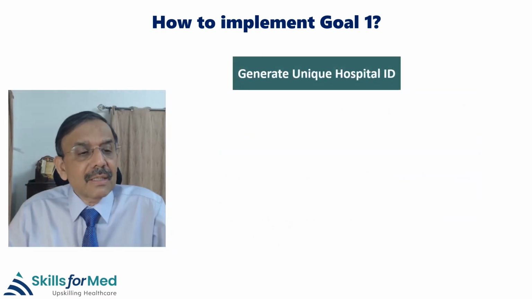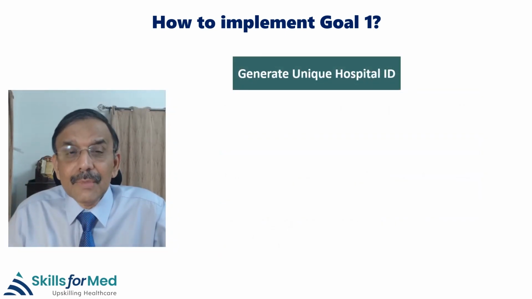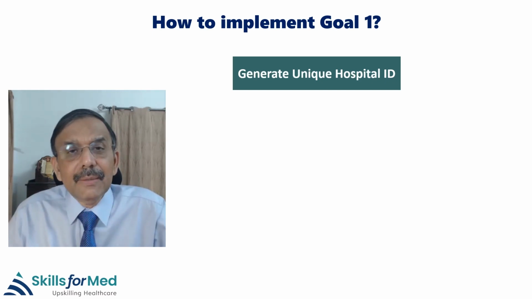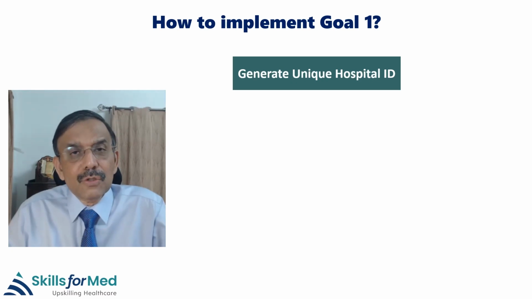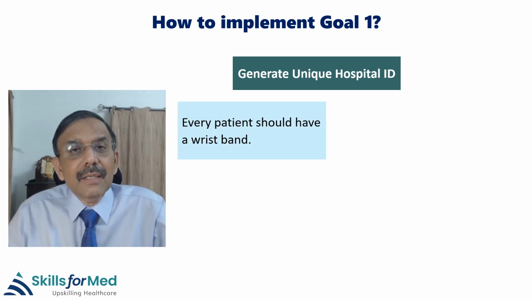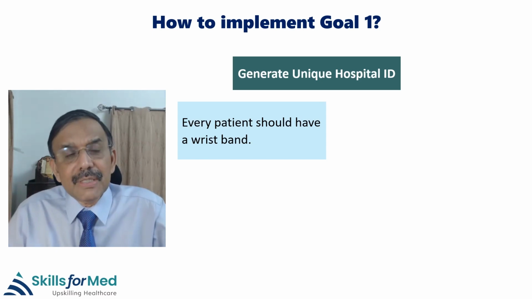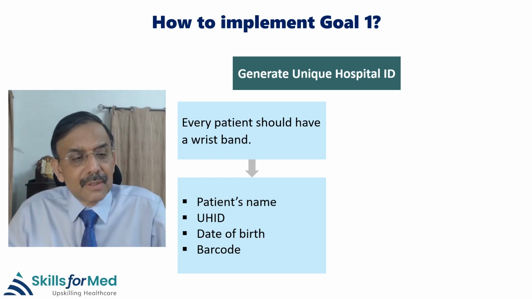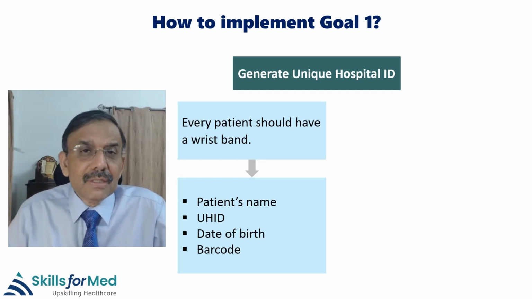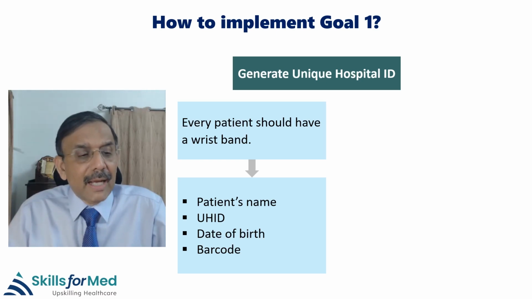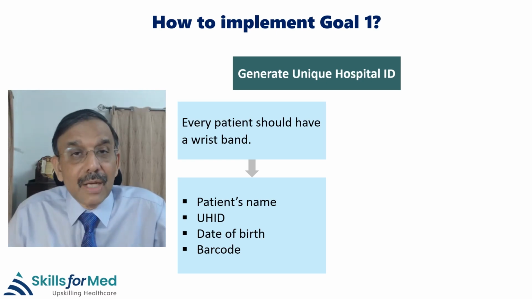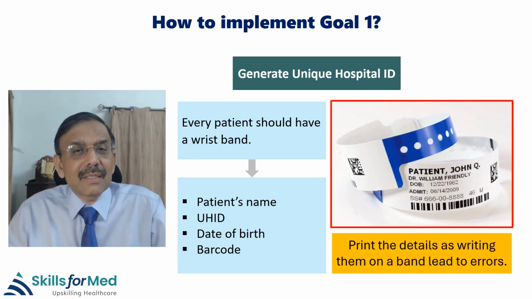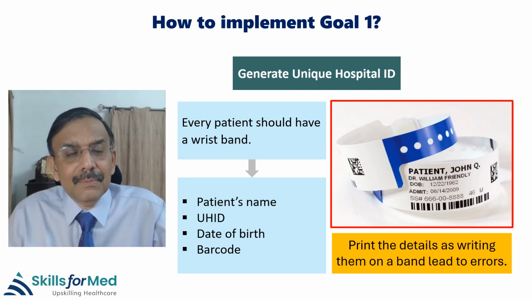The next is generating a unique hospital ID. Every patient who comes to the hospital should have a unique patient ID, otherwise known as the unique hospital ID. And this should result in every inpatient having a wristband which has these details. It should have the patient name, the hospital number. If your policy is to include date of birth, it can include that, and also a barcode if you're using barcode identification. This is typically advised that it should be printed on the wristband.